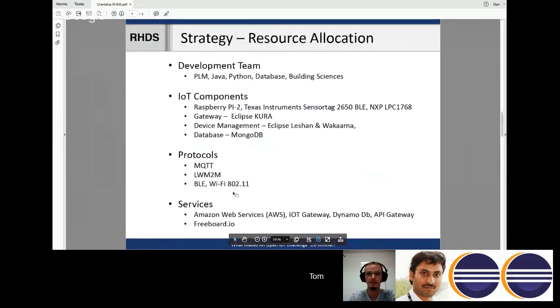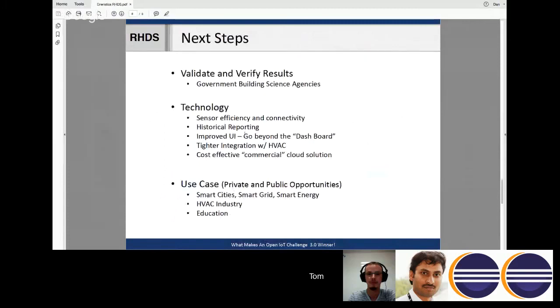Okay, my last slide is essentially next steps. From here, what we want to do is validate and verify our results with government agencies to ensure that the data that we're producing is valid. And then on the technology side, we see ourselves doing a little bit more work with sensor efficiency. As I mentioned earlier, the sensor tags that we're using right now are not exactly efficient. We'd like to find something that's a little bit more battery friendly. We want to do a little bit more on the historical reporting. So right now we have a live dashboard. We want to be able to allow the end user to basically look at history information. We want to go a little bit better UI.